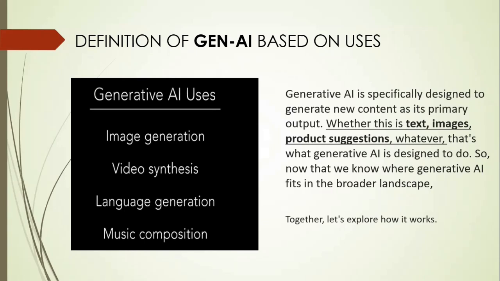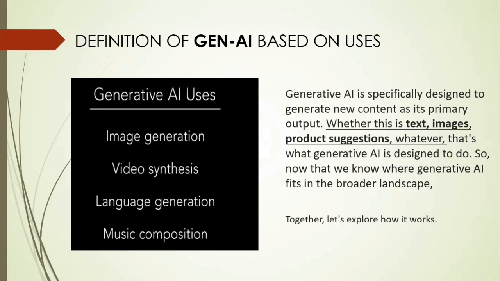So now that we know where generative AI fits in, that means when we need new suggestions, new text, new images, new product advice, we say that we are using generative AI. So that is the basic definition. When we are generating new content from artificial intelligence, we call that generative AI. So most of the uses of generative AI these days, meaning current time, are image generation, video generation or synthesization, language generation or music composition.